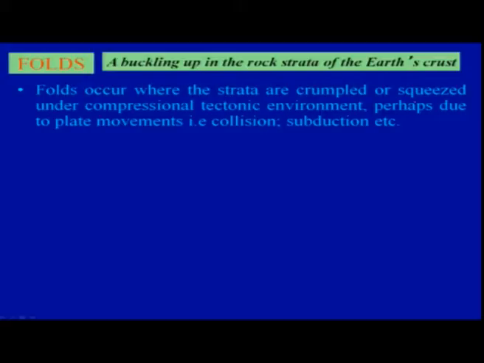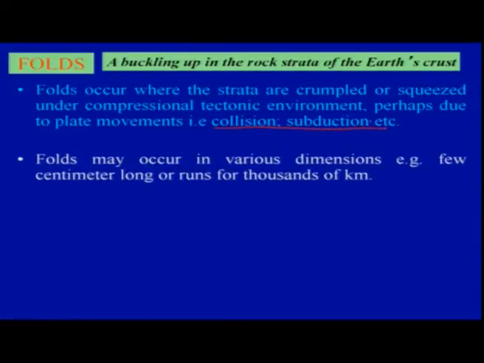Okay, but we will see how we classify the folds. Okay, so folds occur where the strata are crumpled or squeezed under a compressional tectonic environment, perhaps due to plate motion. Most of the time we see fold formations in the collision zone and the subduction zone. Okay, so folds may occur in various dimensions. For example, either they are very tiny, centimeters long, or they run for almost 1000 kilometers. So here we are talking about the wavelengths, how large the folded beds will be. Okay, so this is one part.